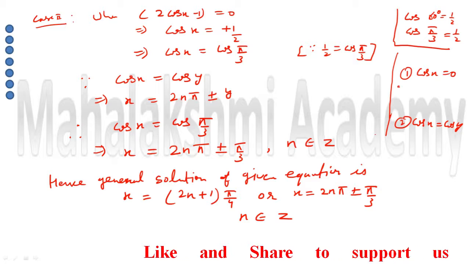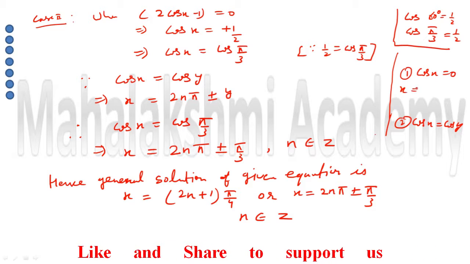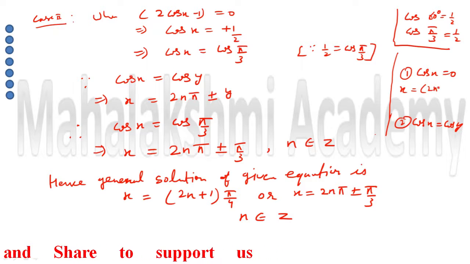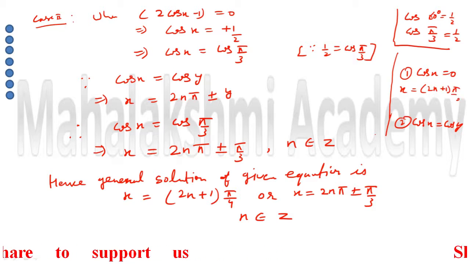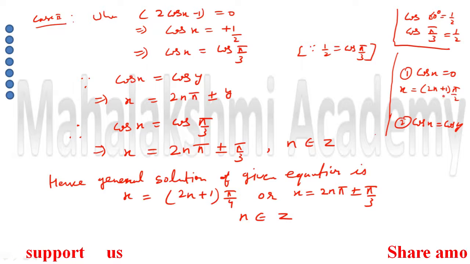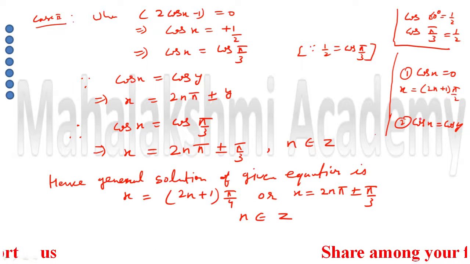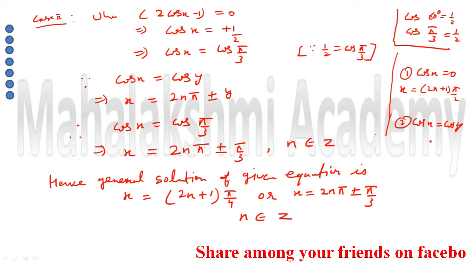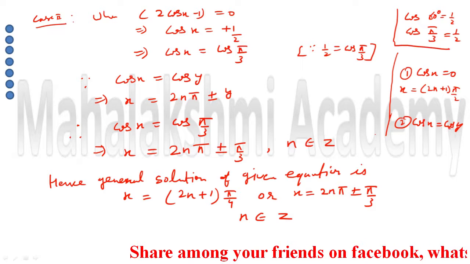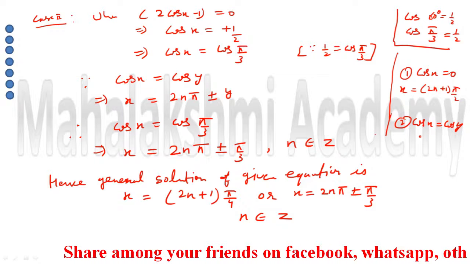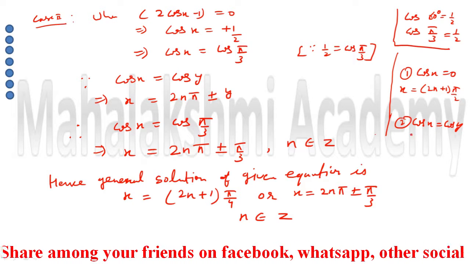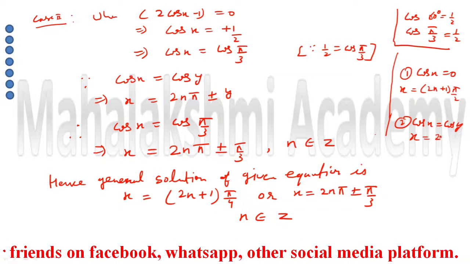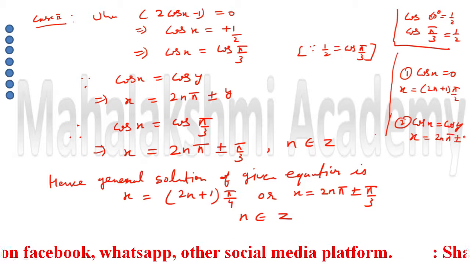So in both the cases, the general solutions are different. For this, we have to think at how many angles cos is 0. So cos is 0 for (2n plus 1) pi by 2, because at pi by 2 cos is 0. That's why this formula will come. And cos x is equal to cos y, so we have to think that cos is same in how many quadrants? It is the same in the first quadrant and fourth quadrant. From there, we obtained the general solution as x is equal to 2n pi plus minus y.